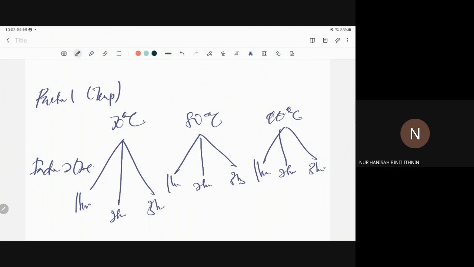So you have 1, 2, 3, 4, 5, 6, 7, 8, 9. So 3 times 3. This is what we call a factorial, 3 times 3 design.